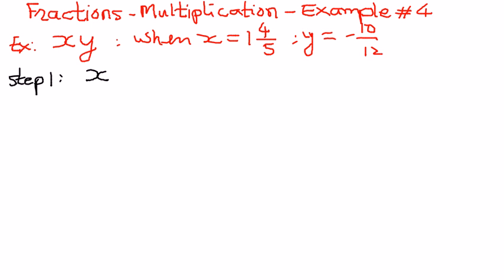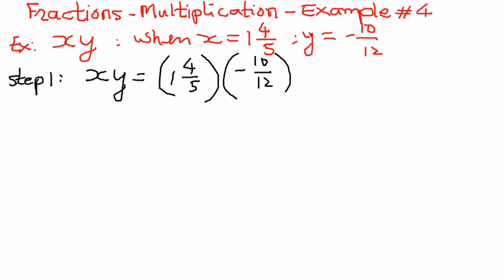The problem we have, we want to evaluate x times y. The value of x is given to us as 1 4/5, and the value of the second variable y is given to us as negative 10 over 12. So this is what we need to simplify. In step number 2, we're going to first simplify this mixed number into an improper fraction format.